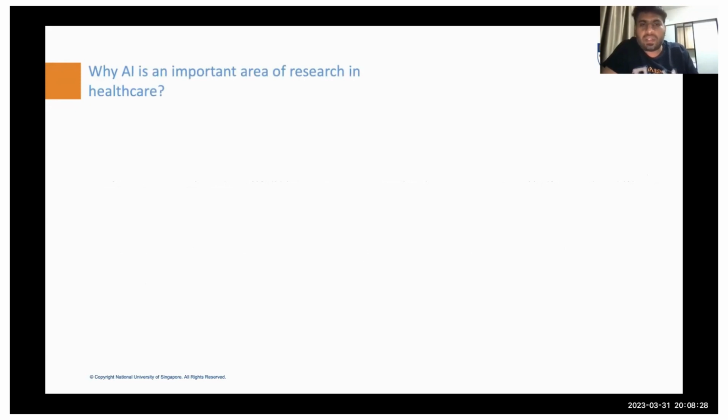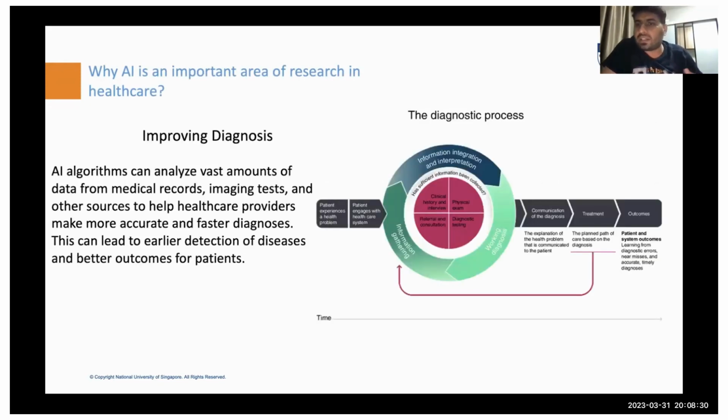Let's see the first area, the diagnosis process, right? If you see the diagram which has been given, it is basically time driven. When a patient comes with a problem, when a patient experiences a health problem, what happens? He has to spend some time, and the system has to engage him for some time, right? So that again takes time for the patient.